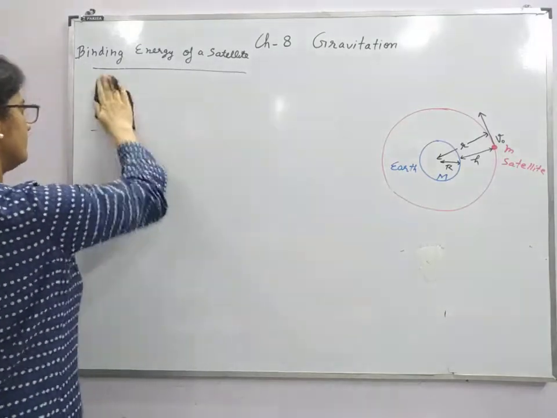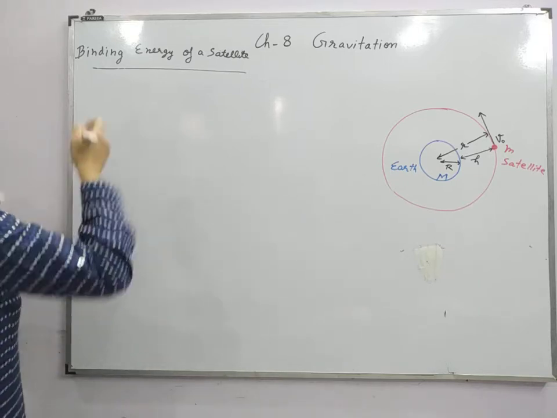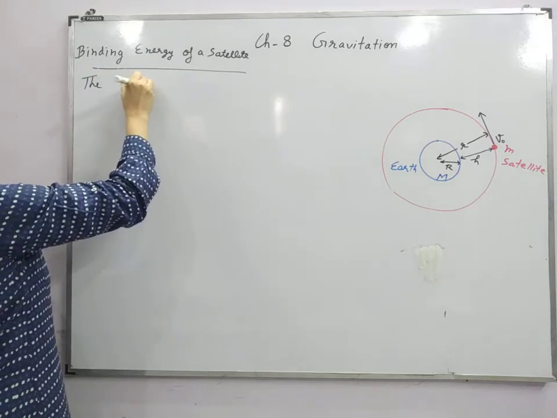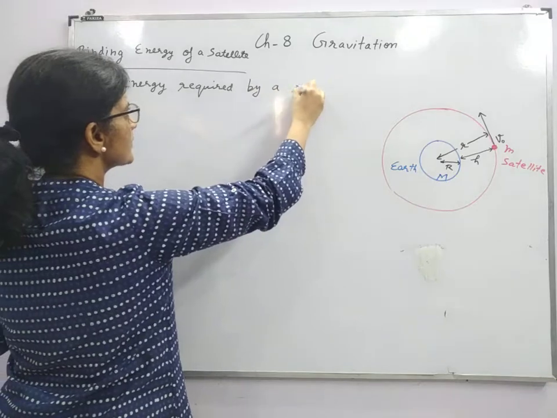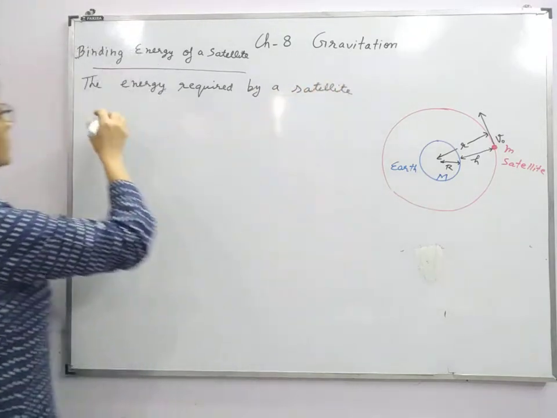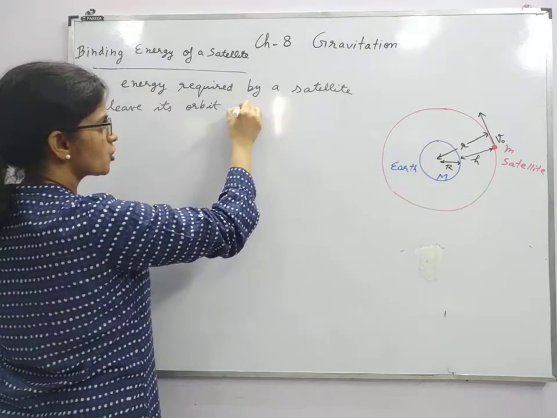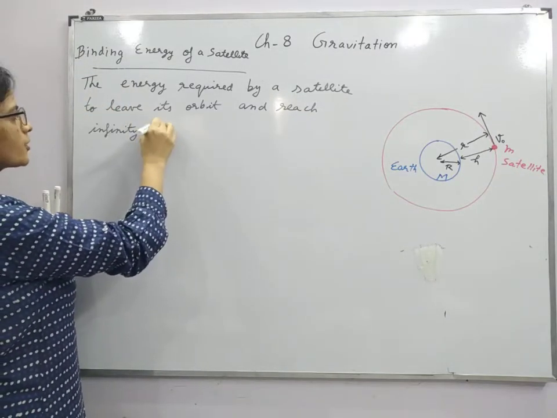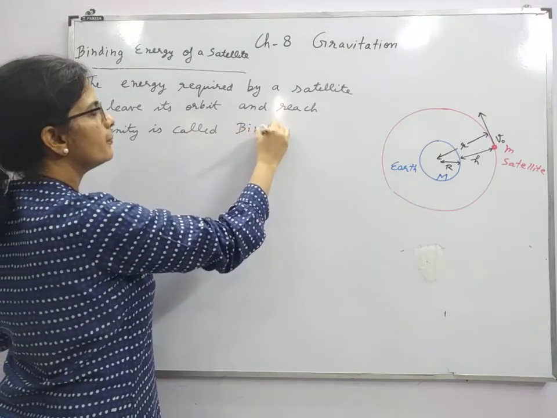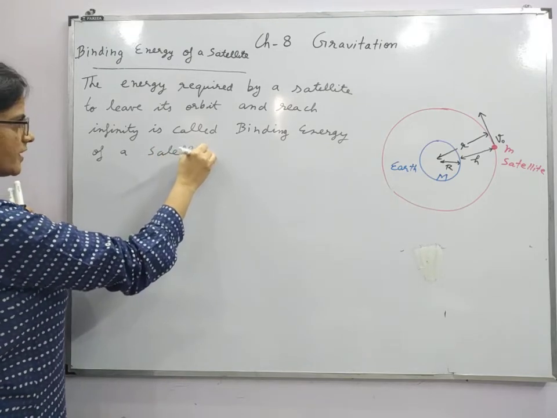So now we are defining binding energy. The energy required by a satellite to leave its orbit and reach infinity is called binding energy of a satellite, right?